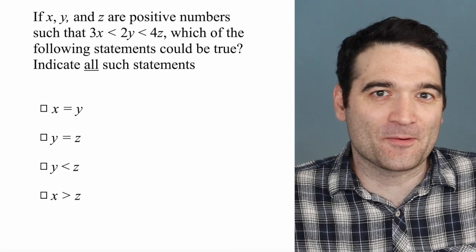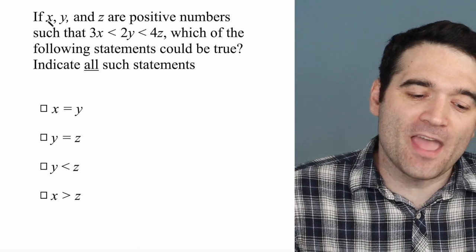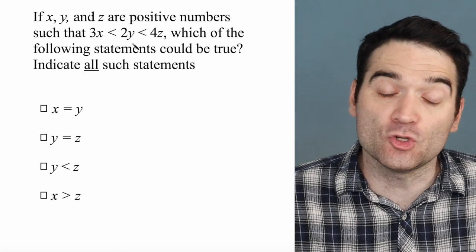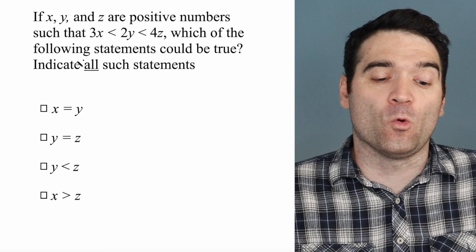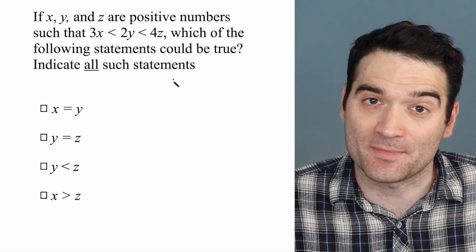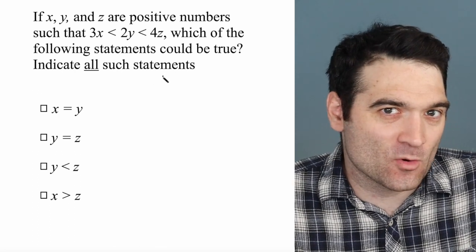Here's a GRE arithmetic question. Let's take a look. If x, y, and z are positive numbers such that 3x is less than 2y is less than 4z, which of the following statements could be true? Indicate all such statements. Well, let me start by asking you a question.